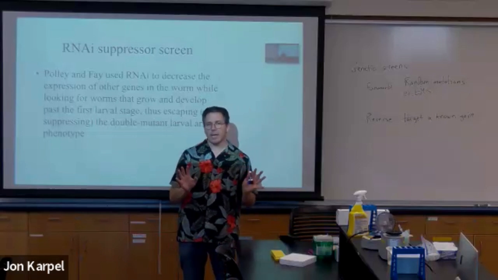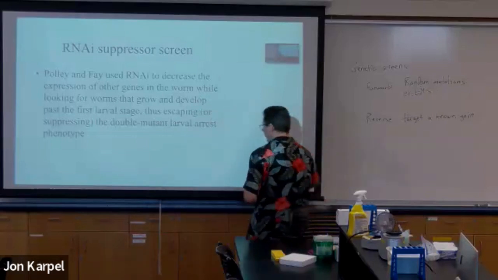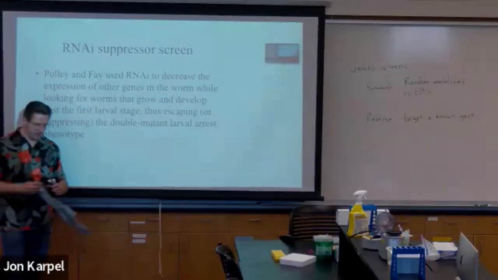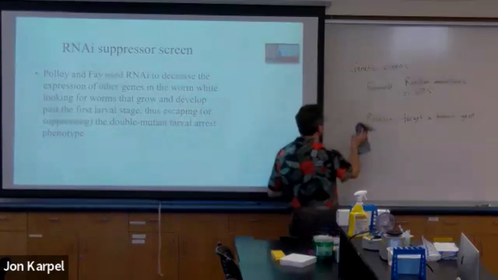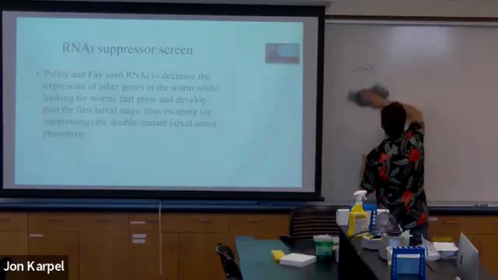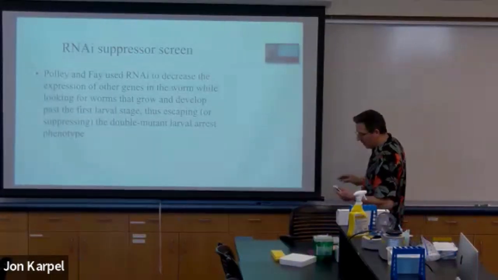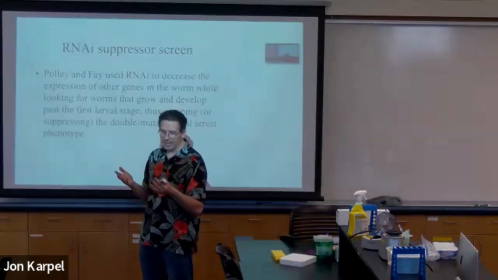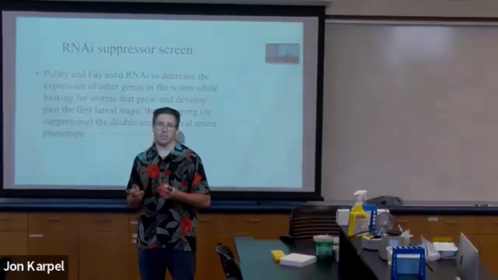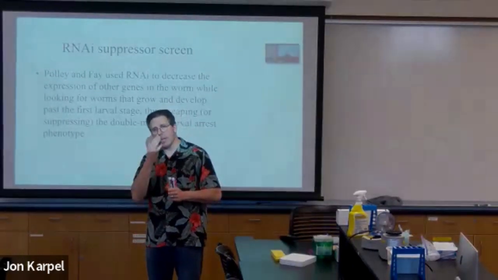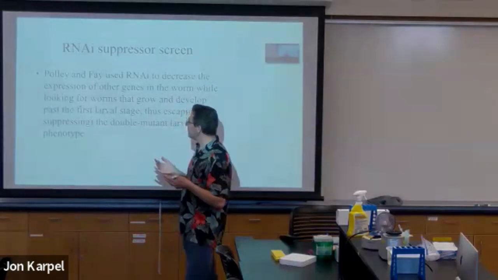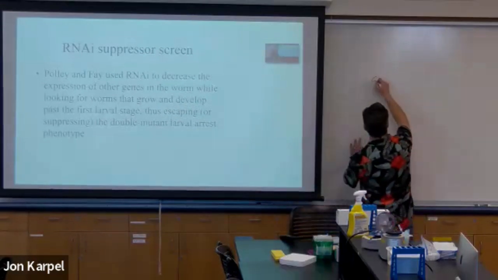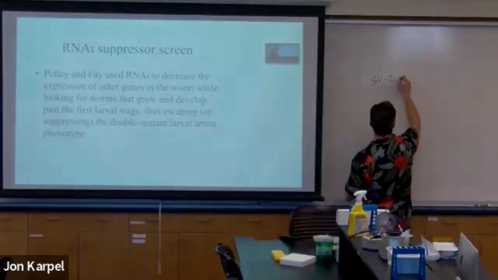Here we want to take a look at a particular experiment done by Fay and Polly. It's going to be our next paper that we're going to take a look at. They used a suppressor screen and RNAi to try to find processes that would affect the function of these two transcription factors, LIN and SLR2. So that's kind of what they were looking at. It's a little weird because they started with a double mutant.